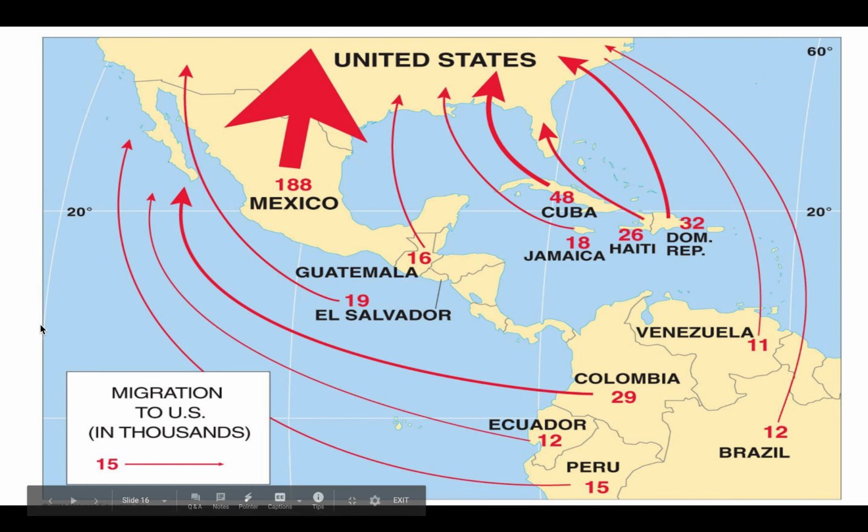The migratory patterns, again, the largest by this flow chart is from Mexico. But when we look at the Caribbean, we can see that we get a large number from Cuba, which migrate to Dade County in southern Florida and other southeast regions, and from the Dominican Republic and Haiti. And then we can see the largest flow of immigrants from South America is from Colombia.